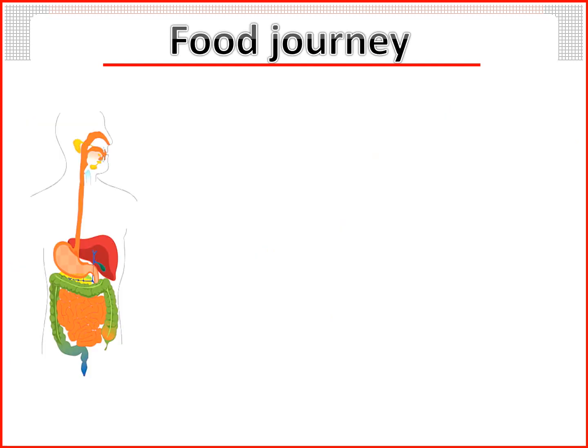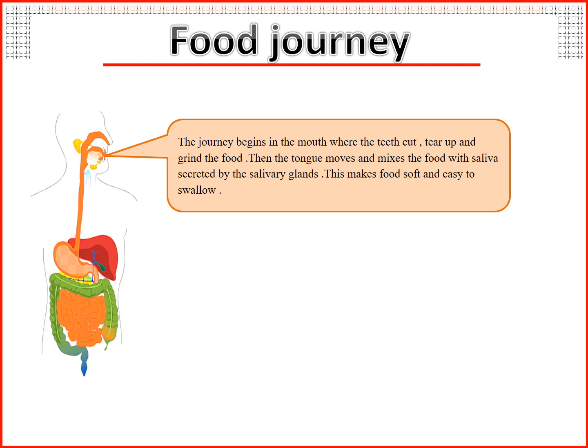Food journey. The journey begins in the mouth, where the teeth cut, tear up, and grind the food. Then the tongue moves and mixes the food with saliva secreted by the salivary glands. This makes food soft and easy to swallow.